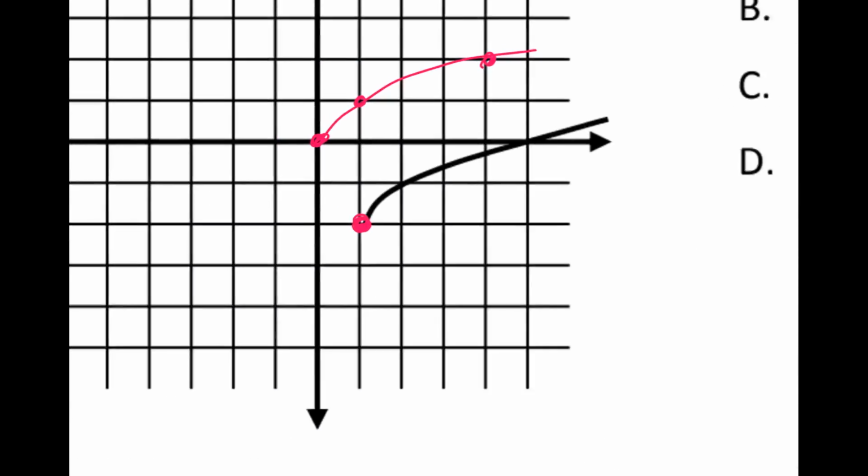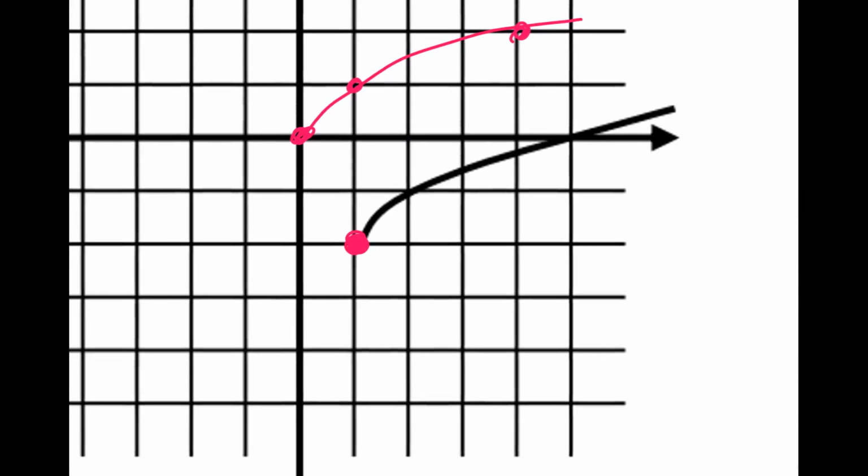So I'm looking at this graph. Here is my starting point. Where should the next perfect point be if it's normal? Where was it on our parent graph? Up 1, over 1. So where should our next perfect point be? Up 1, over 1. Is it? Oh, it is. So is it stretched or compressed? No, it's not. Do you see?